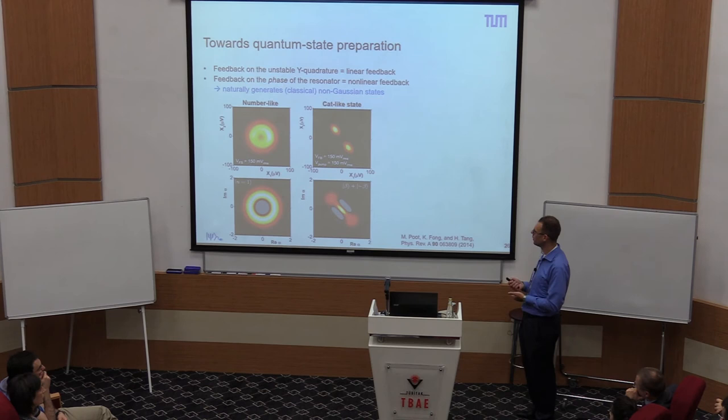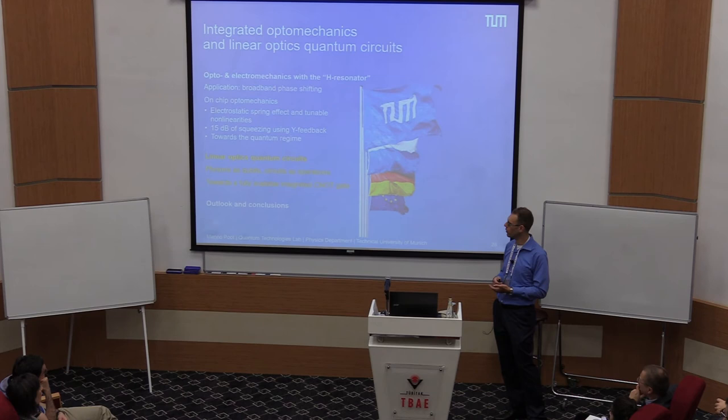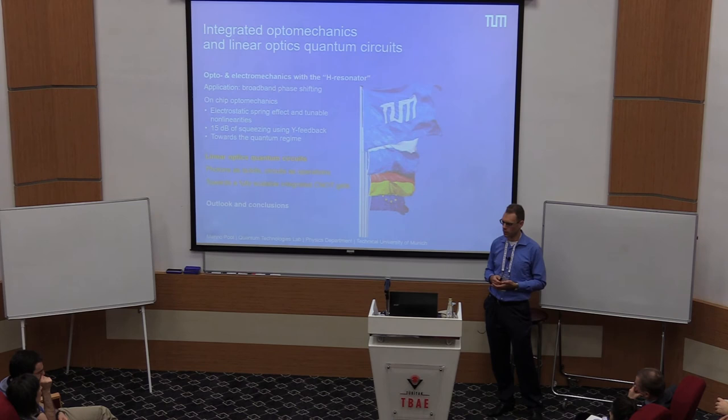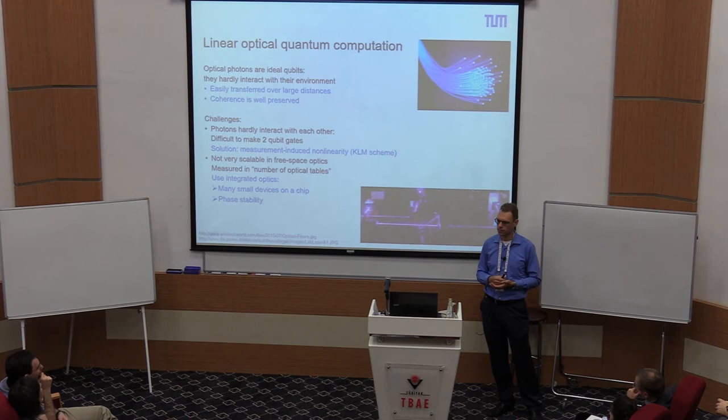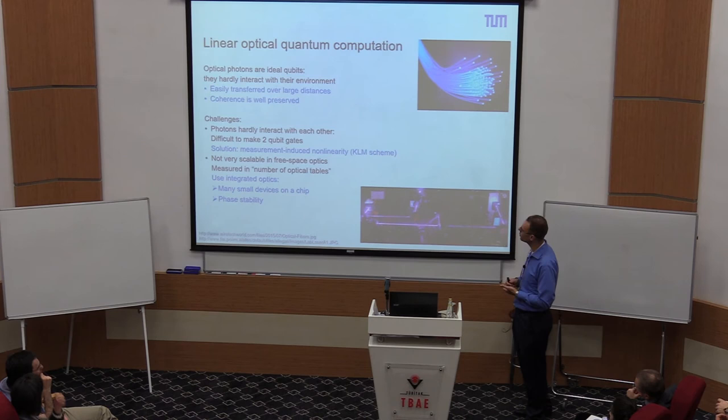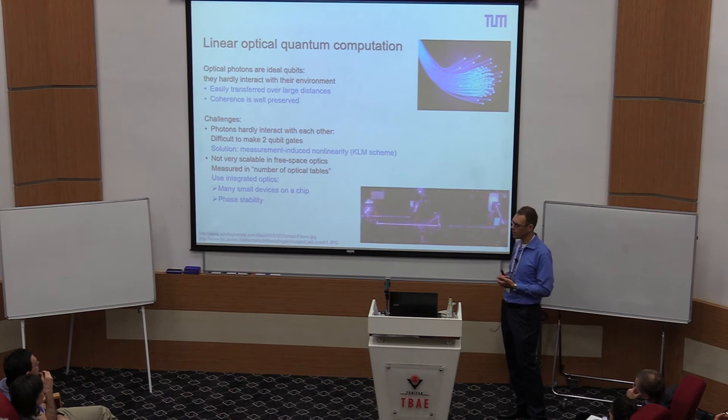So let me now switch gears and tell you a little bit about the second topic. That is to tell you more about this linear optics quantum circuit where we use photons as qubits and circuits as operations. And the idea is that we pursue this kind of research in the context of linear optics quantum computing, where people say that optical photons are ideal qubits. The reason for that is they hardly interact with their environment. And in particular, when you use optical fibers or free space, you can easily transfer them over large distances, and also the coherence of these photons will be very well preserved.